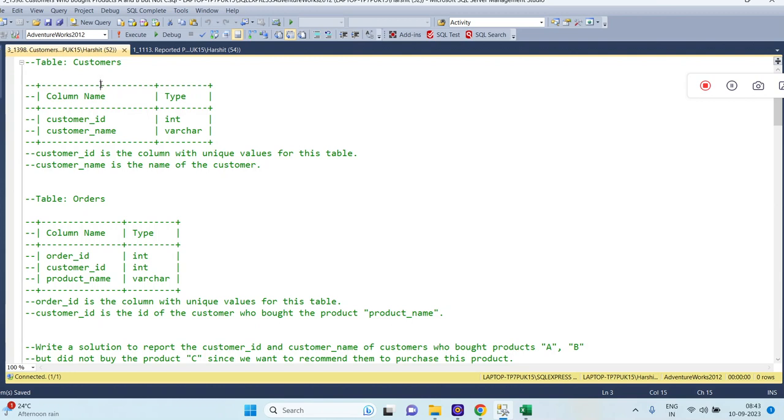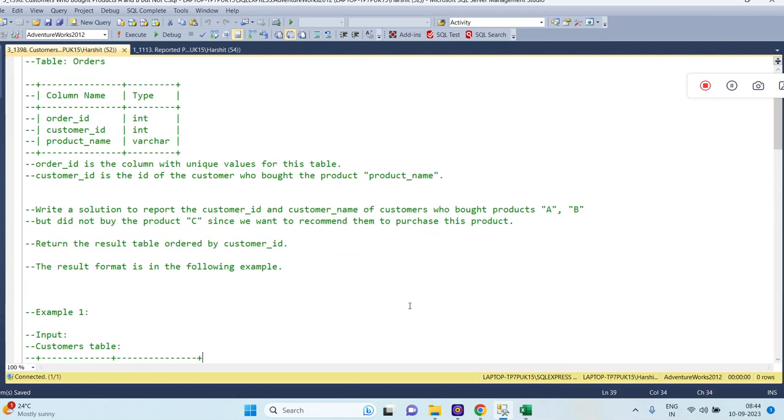They have given us the customers table, and in the customers table they have given us customer ID and customer name columns. Customer ID is a column with unique values for this table. The customer name is the name of the customer. The second table they have given us is the orders table, with order ID, customer ID, and product name. Customer ID is the common column in both tables, the customers table and the orders table. Order ID is the column with unique values for this table. Customer ID is the ID of the customer who bought the product name.